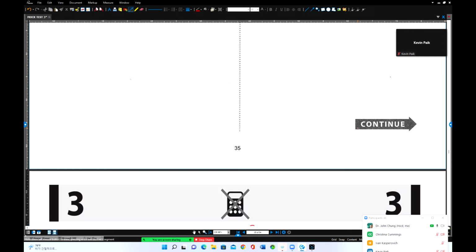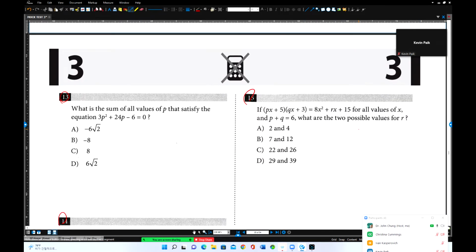All right, number 13 over here. What is the sum of all values of p that satisfy the equation? The values of p that satisfy the equation are the solutions. We have two solutions there, right? We know that the sum of the roots is negative b over a, and the product is c over a. Negative b over 2a is the axis of symmetry. Don't be confused, okay? Axis of symmetry.